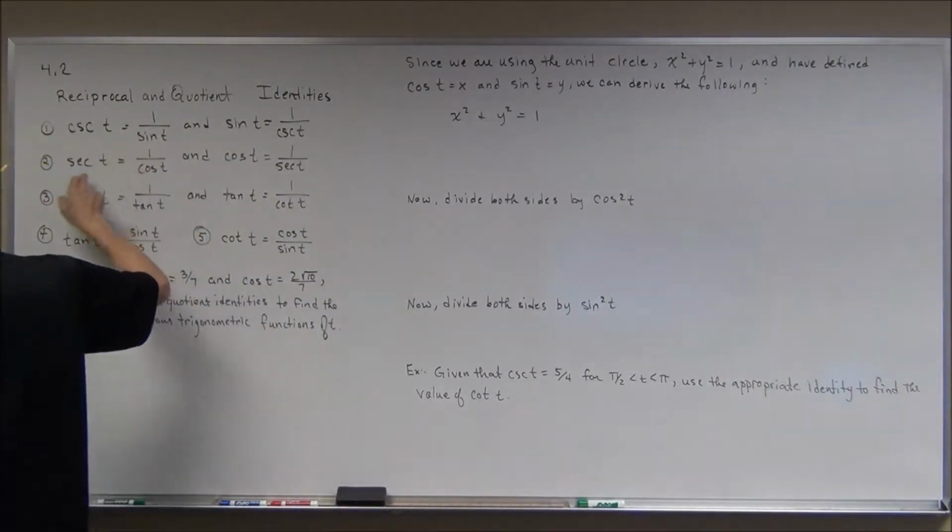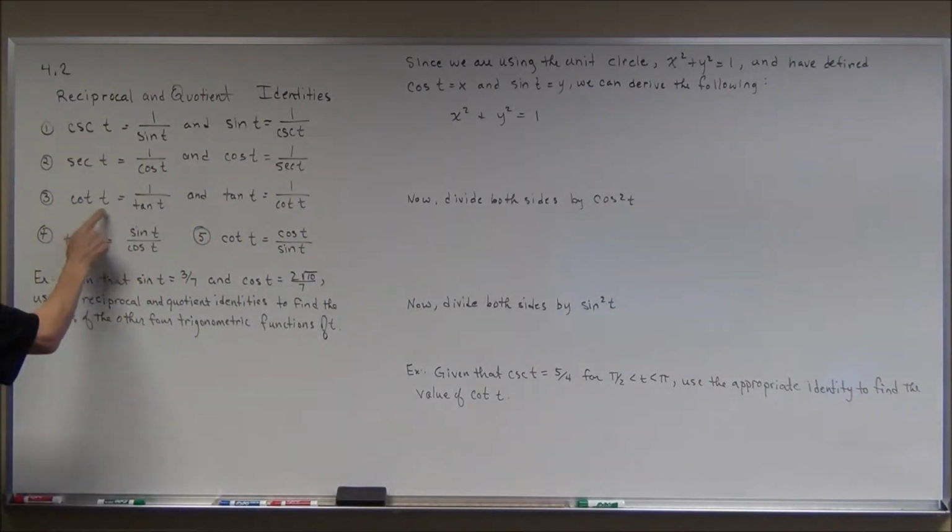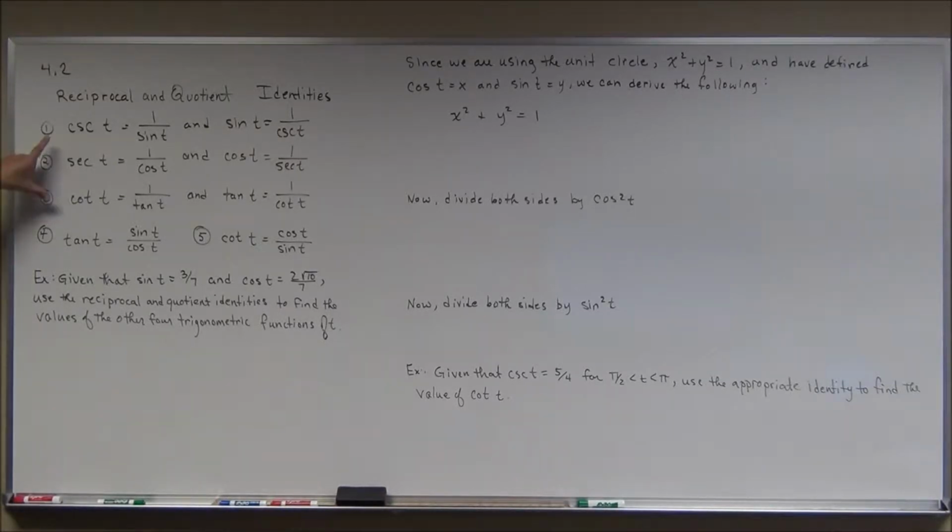Cosecant and sine are reciprocals. Secant and cosine are reciprocals. Cotangent and tangent are reciprocals of one another. You got to put that to memory. And it doesn't matter if you present them this way or this way, it's showing that they are reciprocals of each other.